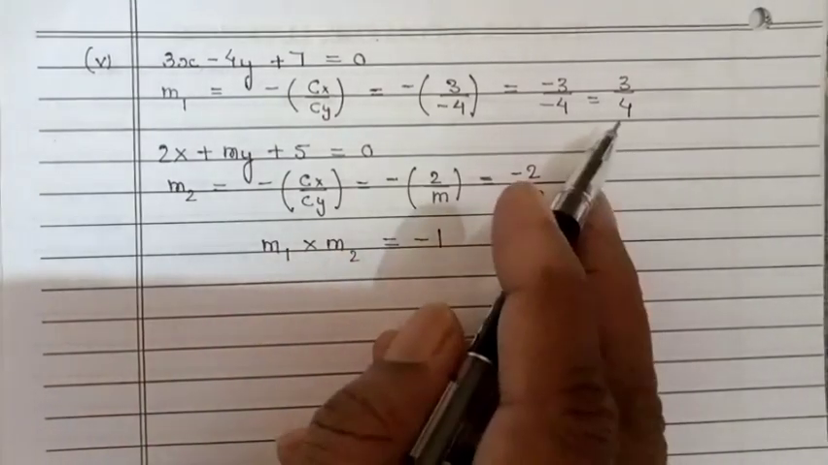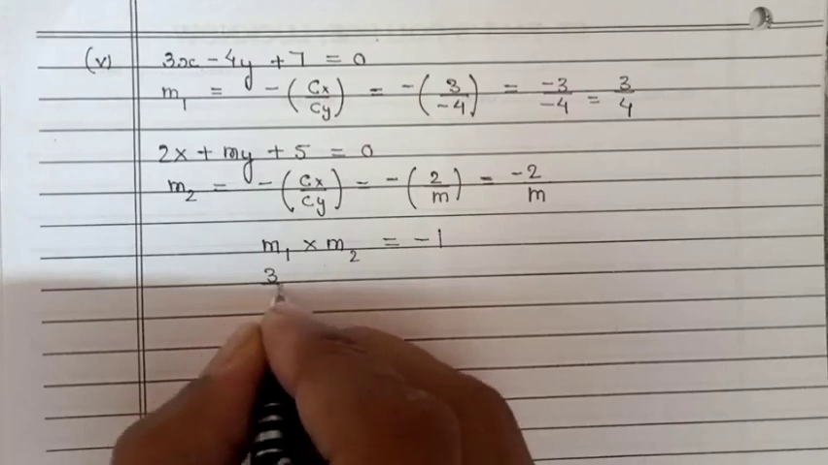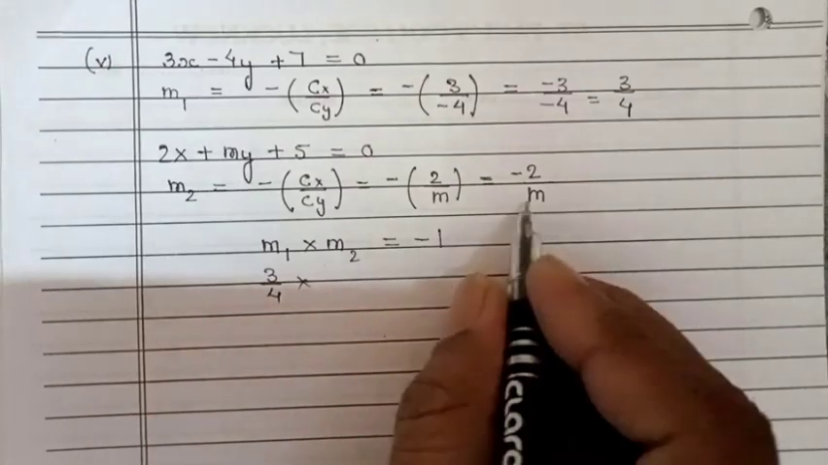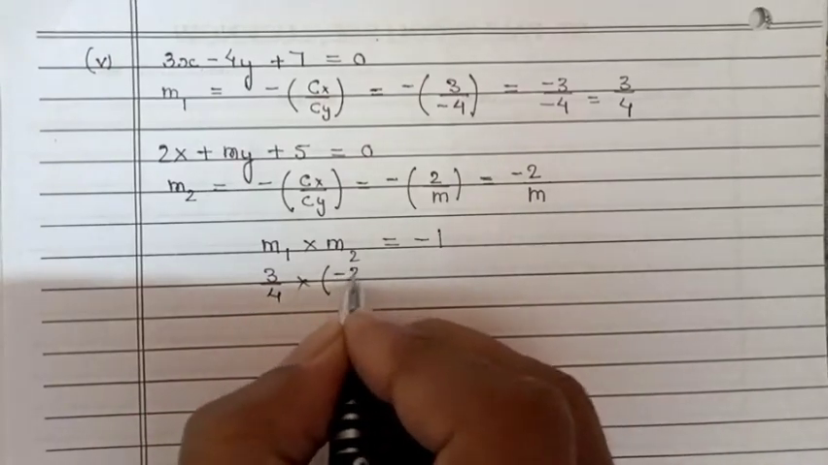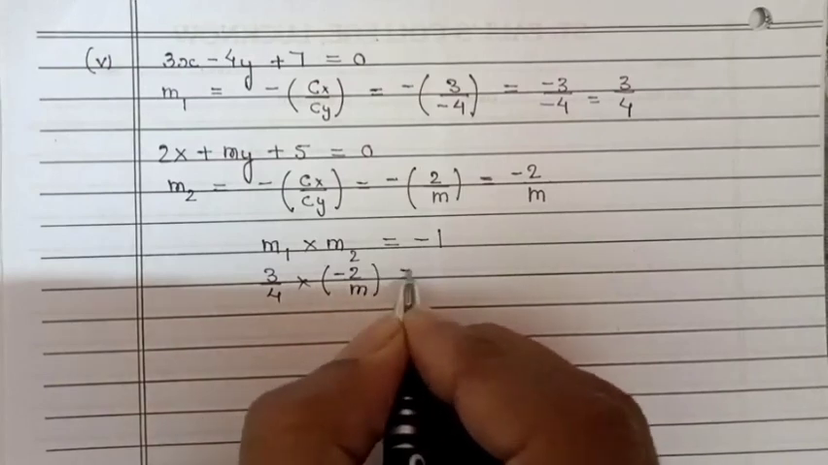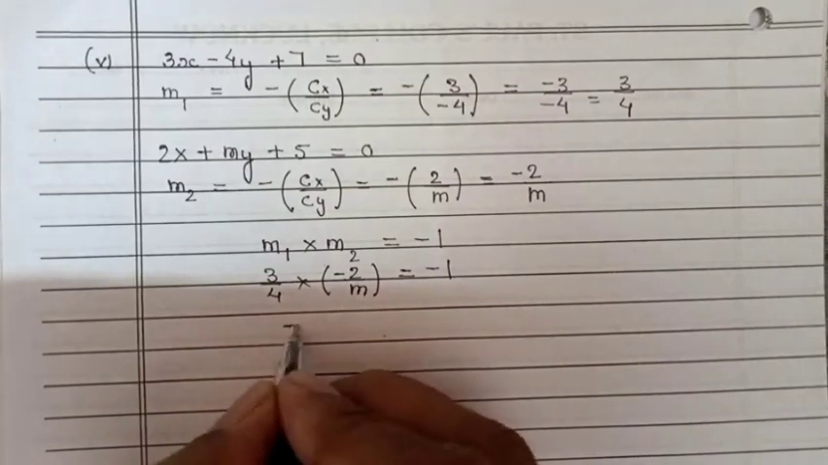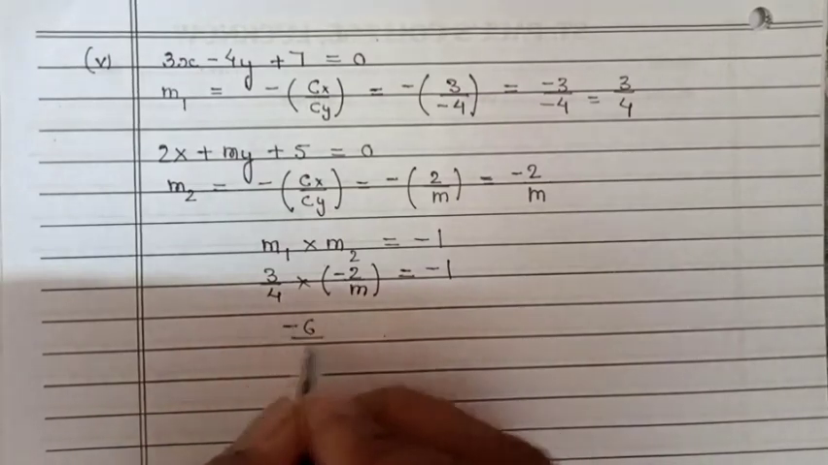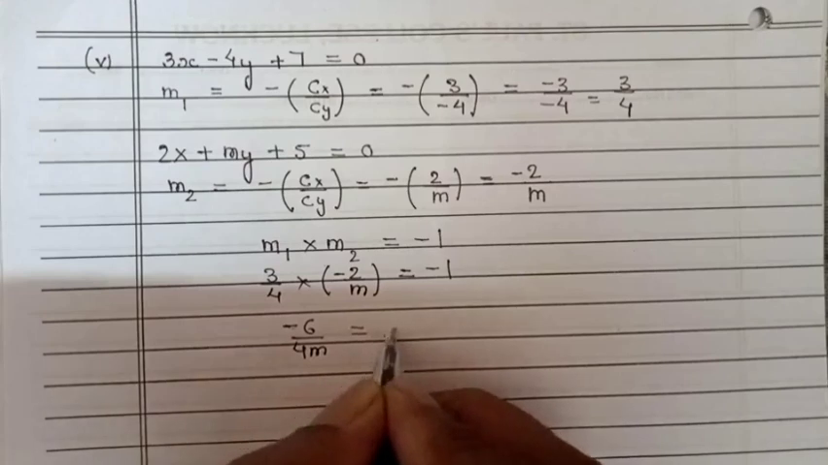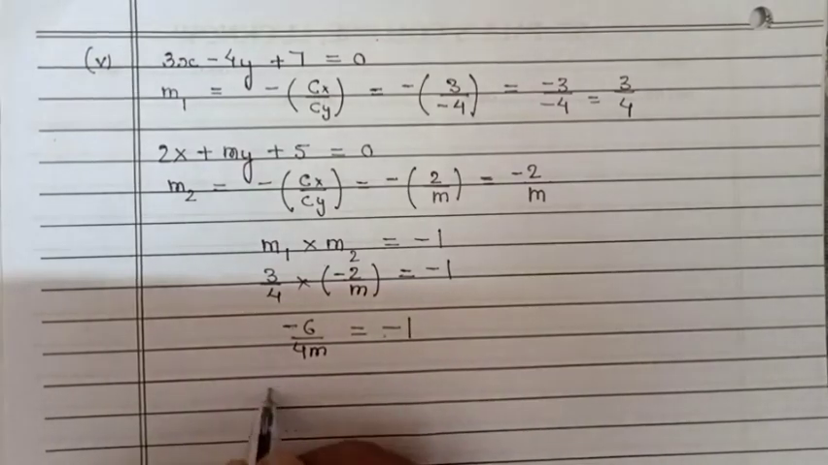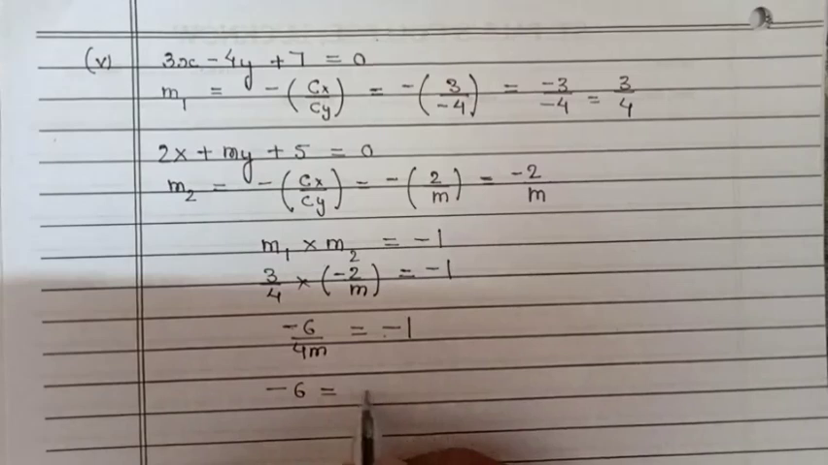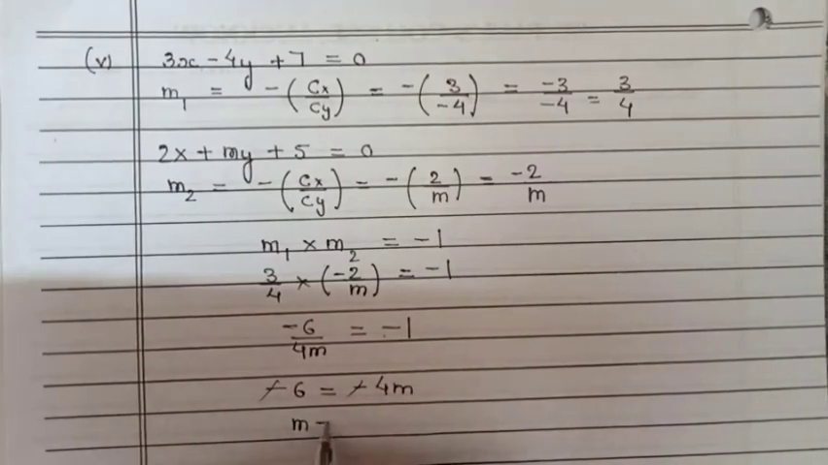So m1, that is the slope of the first line, 3 by 4. m2, slope of the second line, is minus 2 upon m, and the product is equal to minus 1. So when you open the bracket, you are getting minus 6 upon 4m is equal to minus 1. You cross multiply: minus 6 is equal to minus 4m. Minus minus will cancel out. So m is equal to 6 by 4, that is 3 by 2.